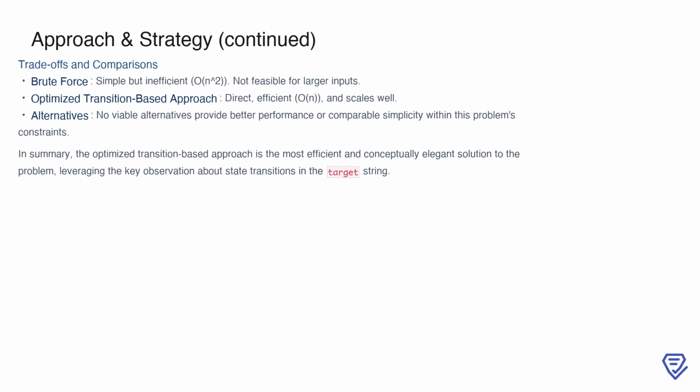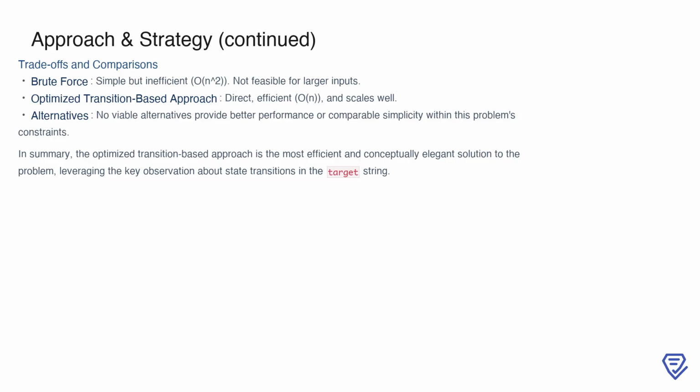When comparing approaches, the differences in efficiency and scalability become clear. The brute force method, while simple to implement, has a time complexity of O(n squared), making it infeasible for larger inputs. On the other hand, the optimized transition-based approach is both direct and efficient, with a time complexity of O(n) and a space complexity of O(1). This means it not only handles larger inputs effectively but also avoids the overhead of redundant operations.